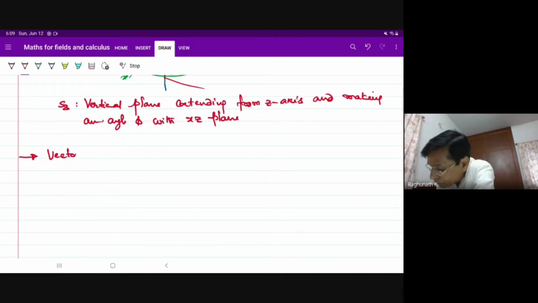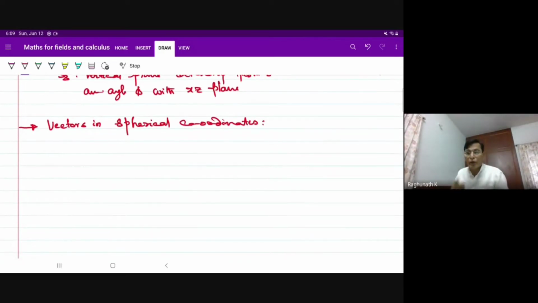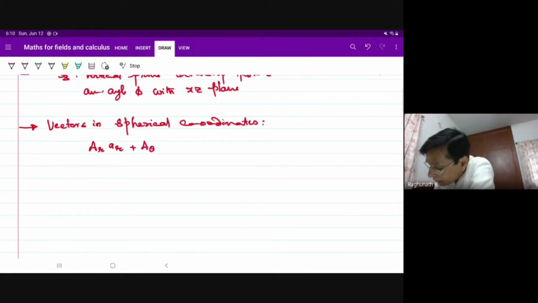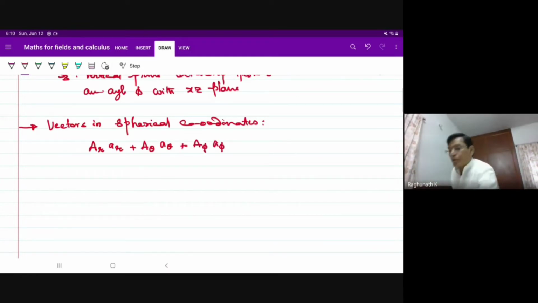Vectors in spherical coordinate system are of the form, very important to know, very important to know again, A = AR a_r plus A theta, theta component, a_theta, plus A phi a_phi. Definitely at each and every point, a_r, a_theta, a_phi are mutually perpendicular unit vectors.